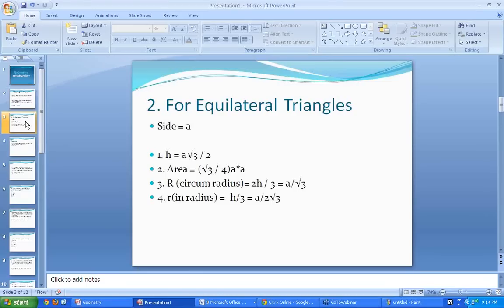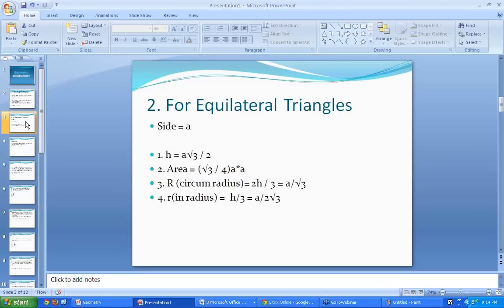The height of an equilateral triangle is A root 3 by 2. Please note this formula down, these are important. Height of an equilateral triangle is A root 3 by 2. How it is derived can also be told, but that is immaterial, because in CAT you don't need to think too much on a derivation. Area of an equilateral triangle will be root 3 by 4 A square.